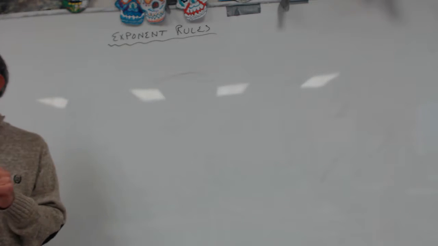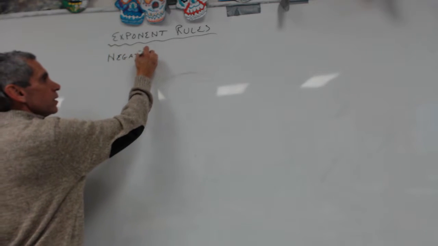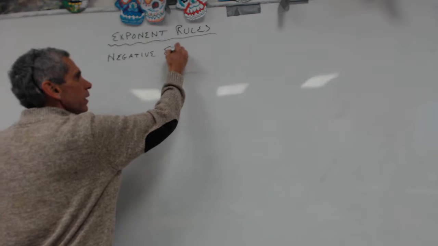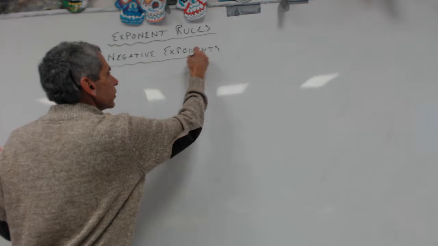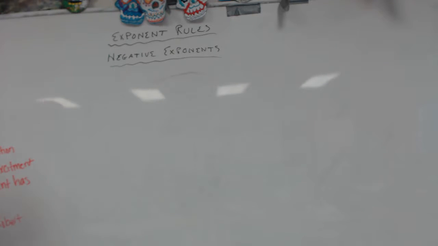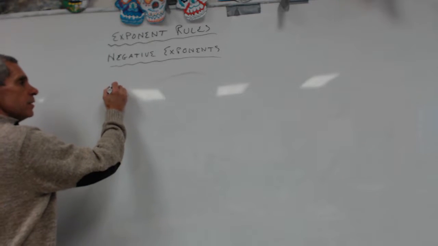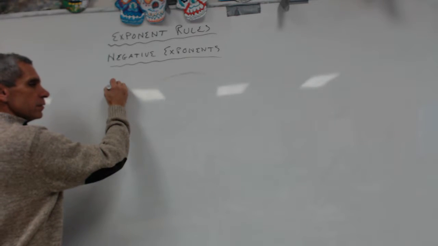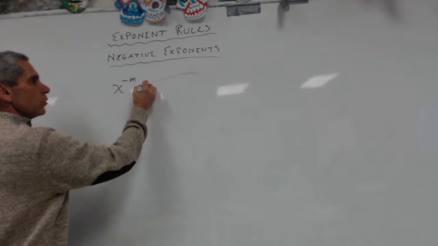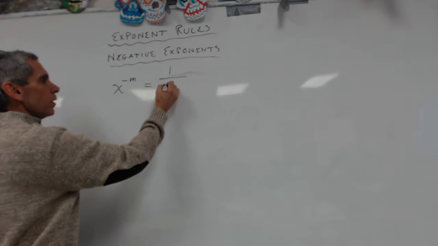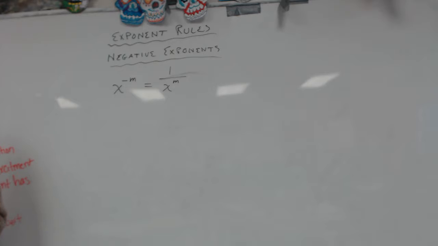All right, we're going to talk about negative exponents. Up to this point, you have been leaving them the way they are. And I have told you that that's going to change, and now it's going to change. All right, a negative exponent. There's a rule that says x to the negative m is equal to 1 over x to the positive m.